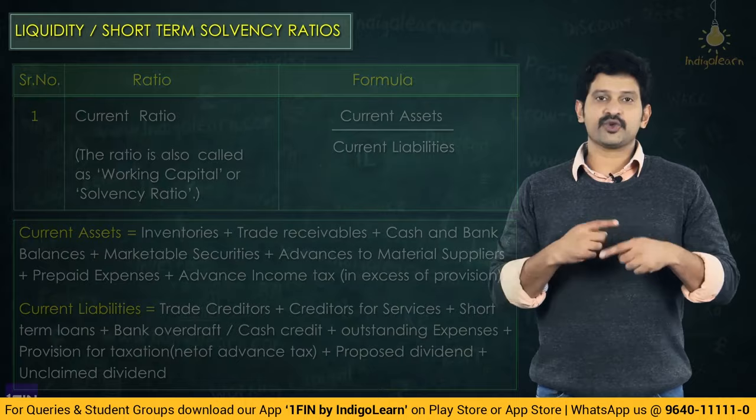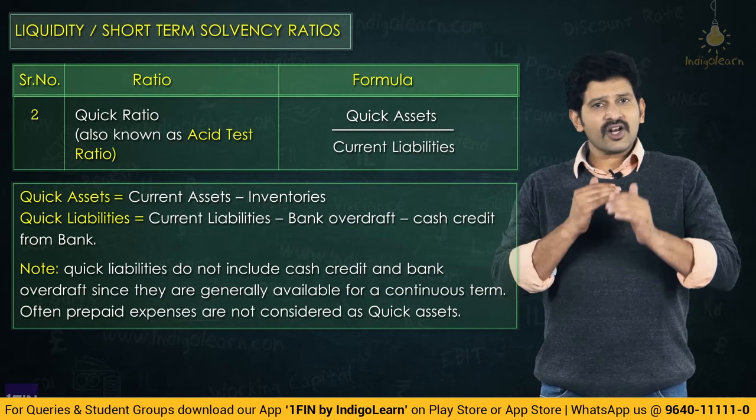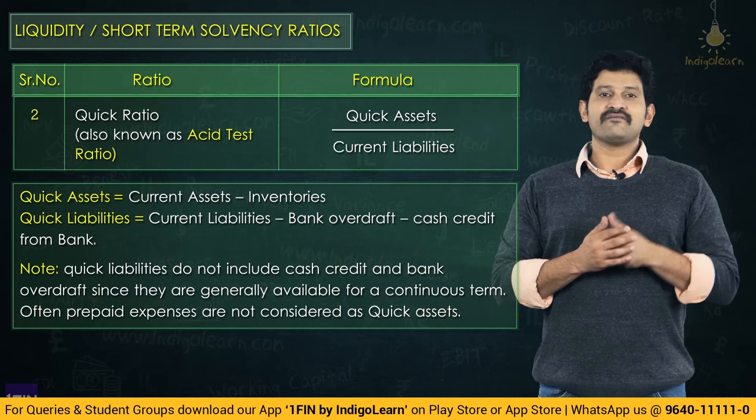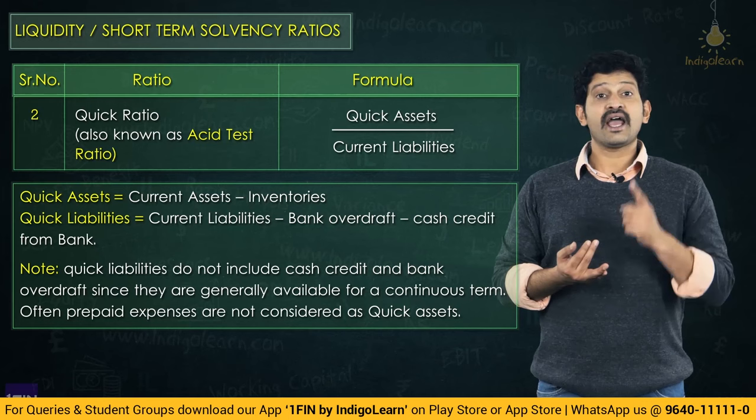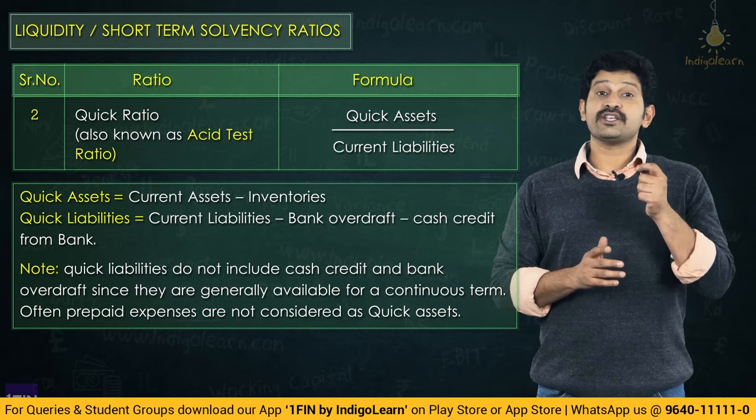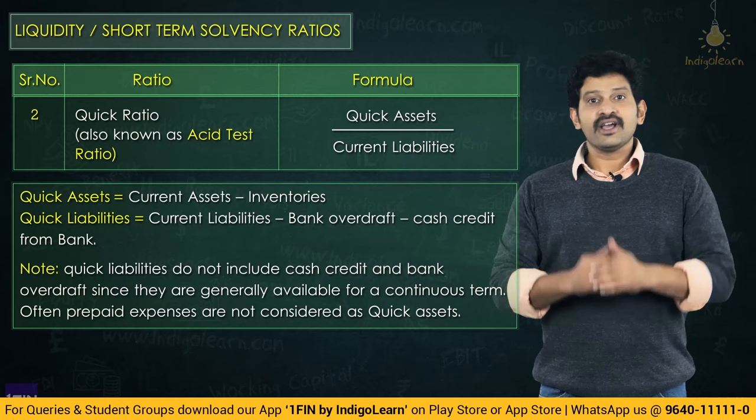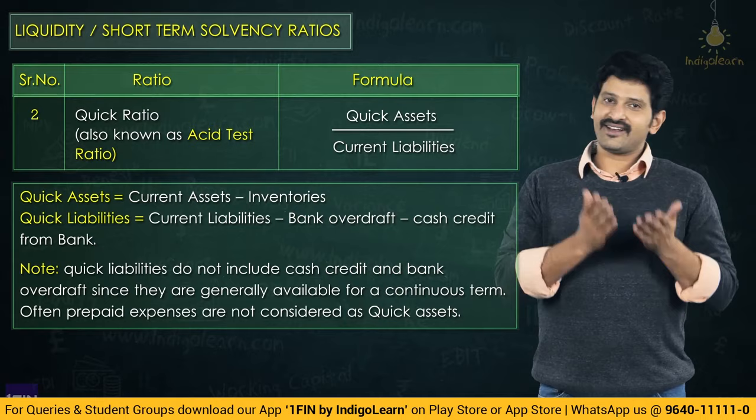The next ratio is quick ratio. What is quick ratio? Quick assets by current liabilities. Now, what are quick assets? Those assets which are quickly realizable. Therefore, under this head, we will call cash, cash in hand, cash at bank, then marketable securities, and also debtors will be included in the head quick assets. Now, quick ratio is also called liquid ratio. Friends, please be careful. Liquidity ratios is short-term solvency ratios. Liquid ratio is nothing but quick ratio. That is quick assets by current liabilities.